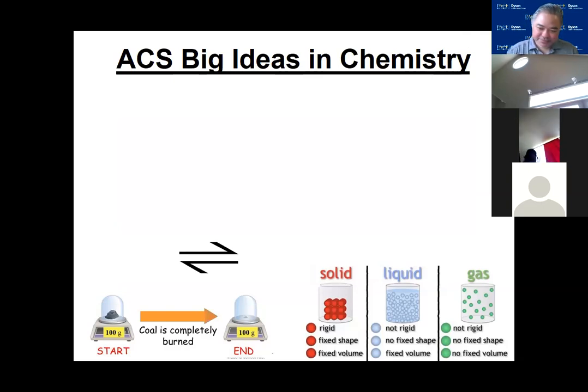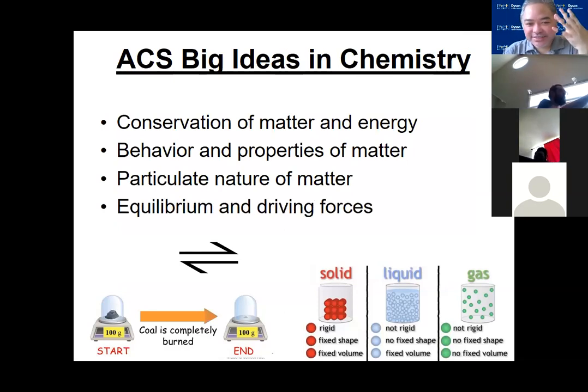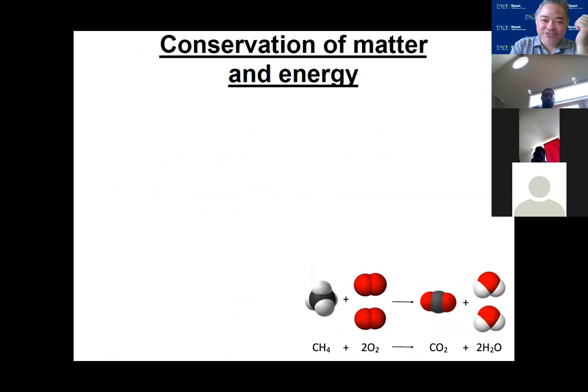Okay, so ACS also have these so-called big ideas for high school in chemistry. So they put 4 big ideas. Okay, so conservation of matter and energy, and I'm going to discuss in the next slide what are those topics included here. The behavior and properties of matter, and then the particulate nature of matter, and the equilibrium and driving forces. So as you could see, equilibrium is still here. So I think that's the only one missing from the Gillespie and Adkins. Okay, but the ACS is consistent on that.